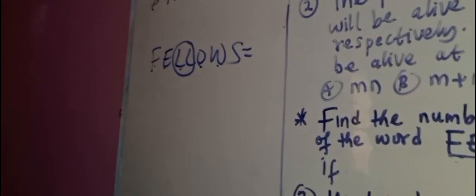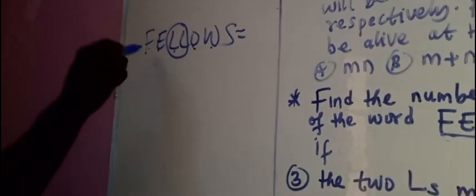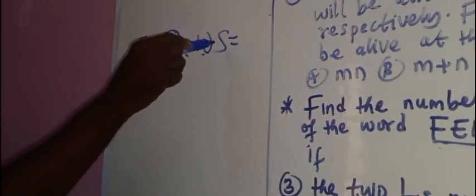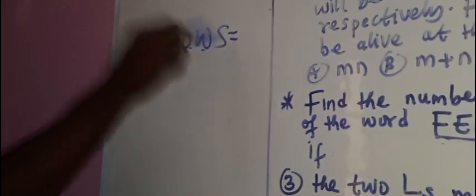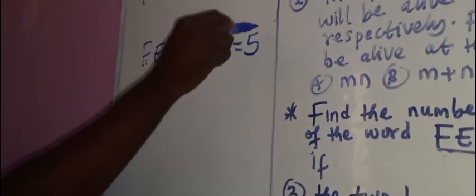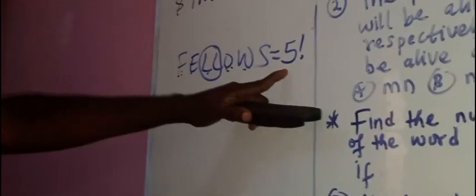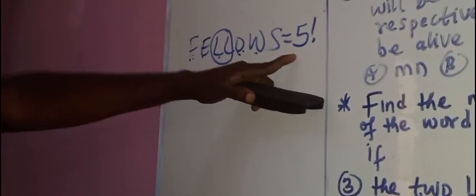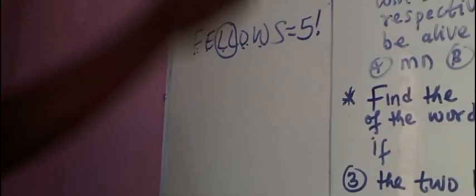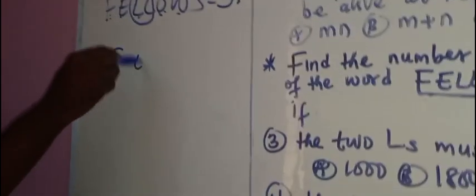So let's remove those L's that are the same. If you remove them, we have 1, 2, 3, 4, 5. So we have 5 factorial to be arranged. Okay? 5 factorial, 5 letters to be arranged. We have removed the L's.